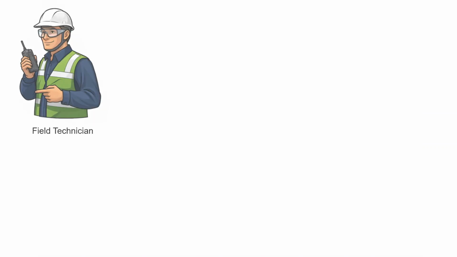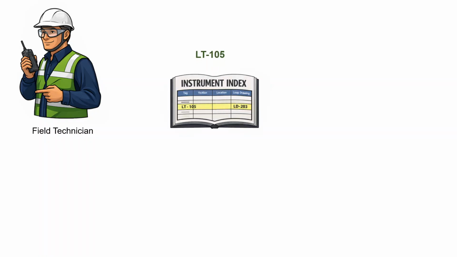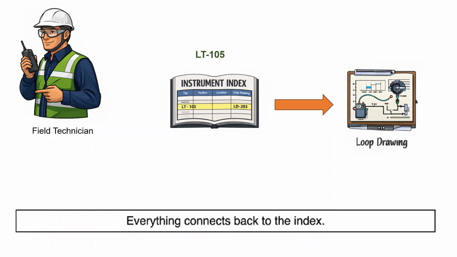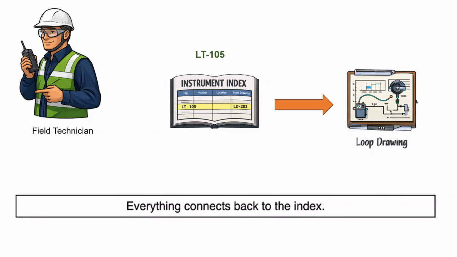In practice, if you are a field technician and you need to find the loop drawing for a specific instrument, for example LT 105, you start with the instrument index. Look up the tag number. Find the loop drawing reference. Pull that drawing. Everything connects back to the index.